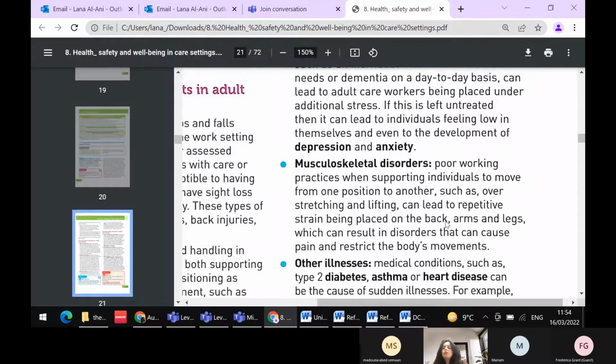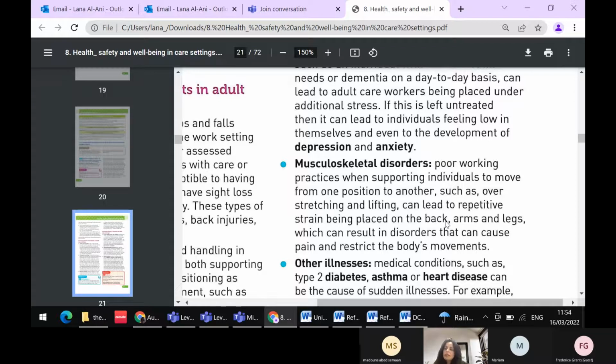So if you move the client from one position to another position, but you don't know how to handle him or her properly, you will give them muscular disorders. So poor working practice is very, very dangerous for these people. And stretching, lifting, all this we need to do properly.